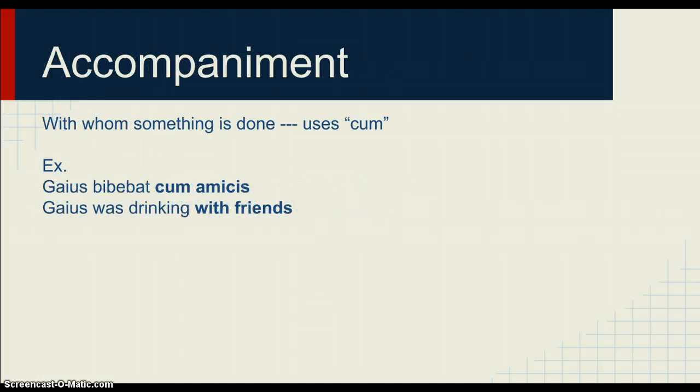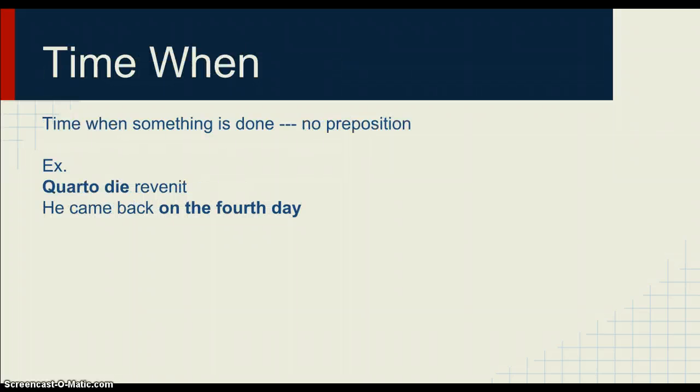The next one is ablative of accompaniment, which shows with whom something is done. It uses cum. An example would be Gaius bibebat cum amicis, which would mean Gaius was drinking with friends, and "with friends" is with whom he's drinking.